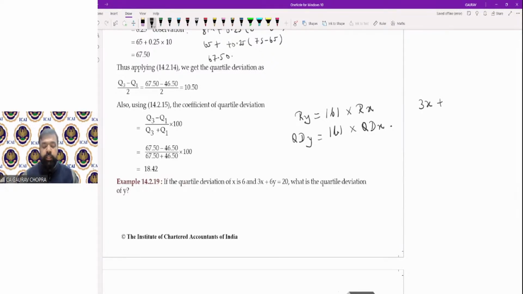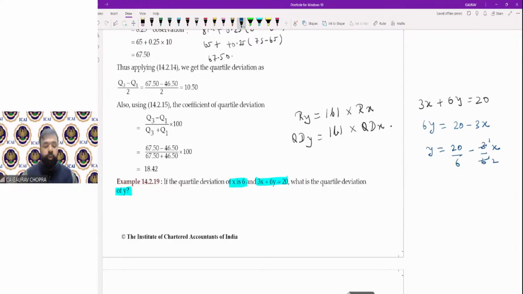So 3x plus 6y is equal to 20. This is the given equation. Then quartile deviation of x is 6. x का quartile deviation कितना है 6. तो आपको y का quartile deviation calculate करना है. तो चलिए फटाफट arrange कर लें. 6y is equal to 20 minus 3x. So y equal to 20 by 6 minus 3 by 6.